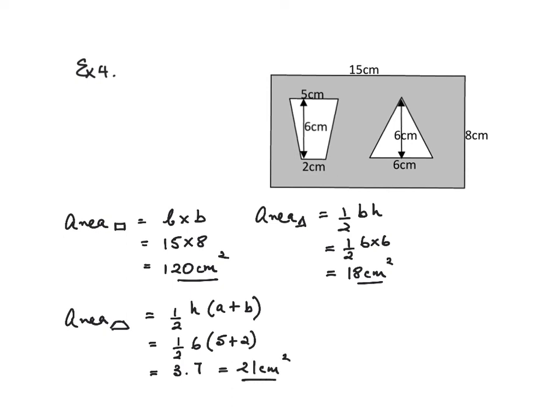Now, how do we work out the shaded area? So that's the area of the rectangle, which is 120, and we're going to subtract from that the area of the triangle and the area of the trapezium. Now 120 take away 18 is 102. And if we take away 21 from 102, we get 81 centimetres squared.